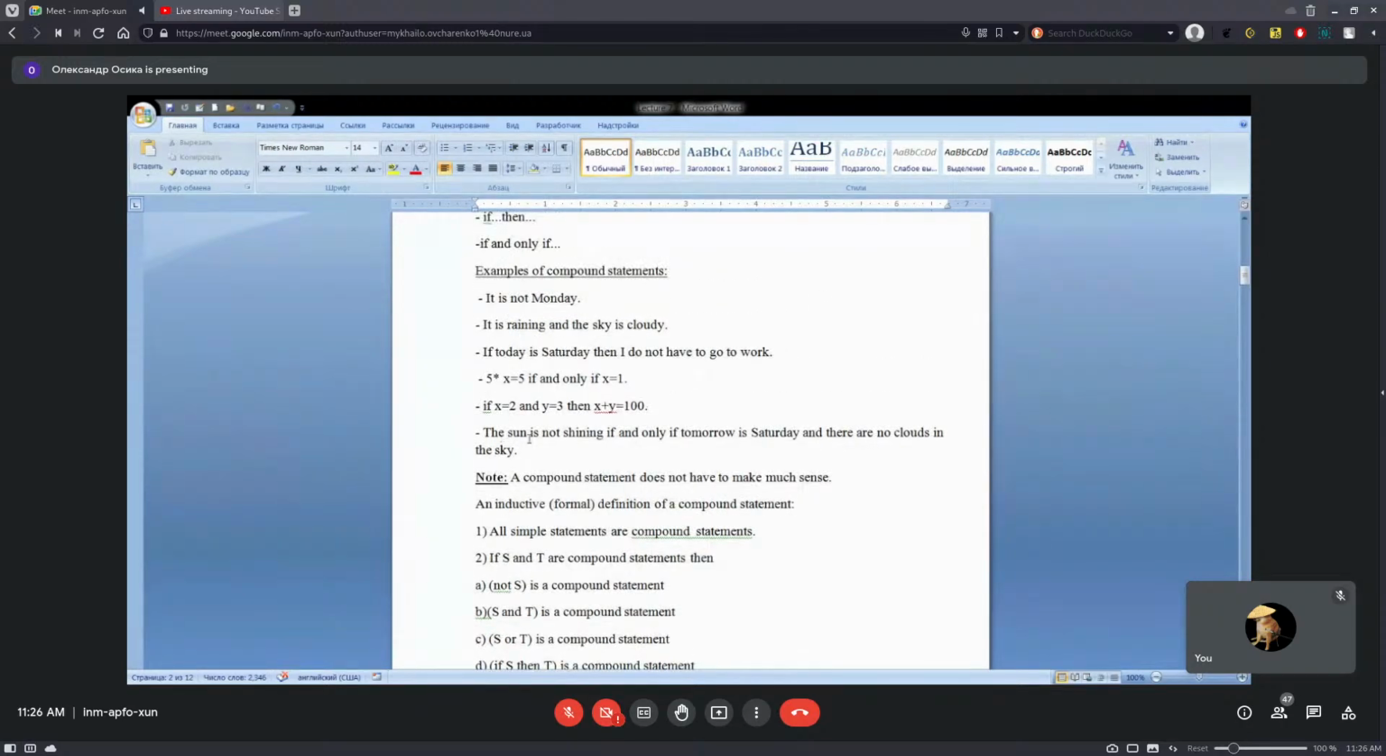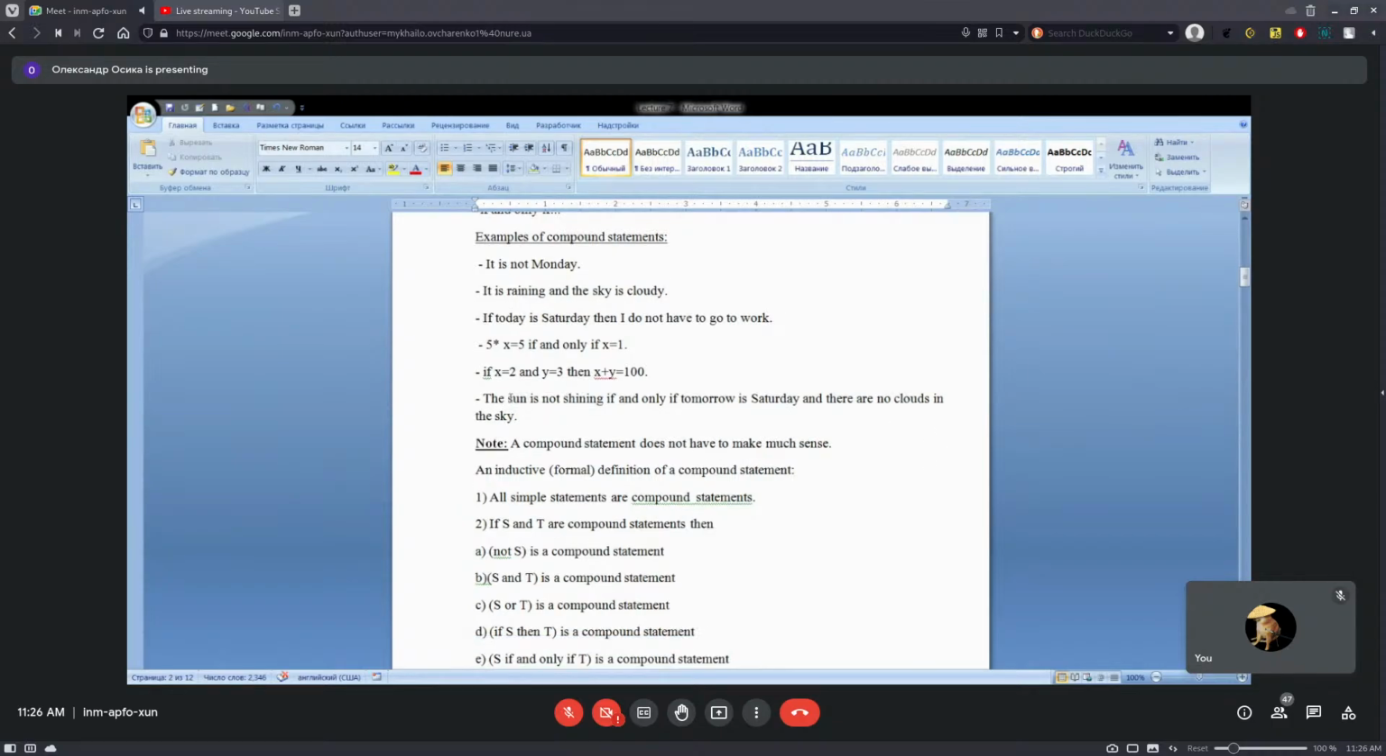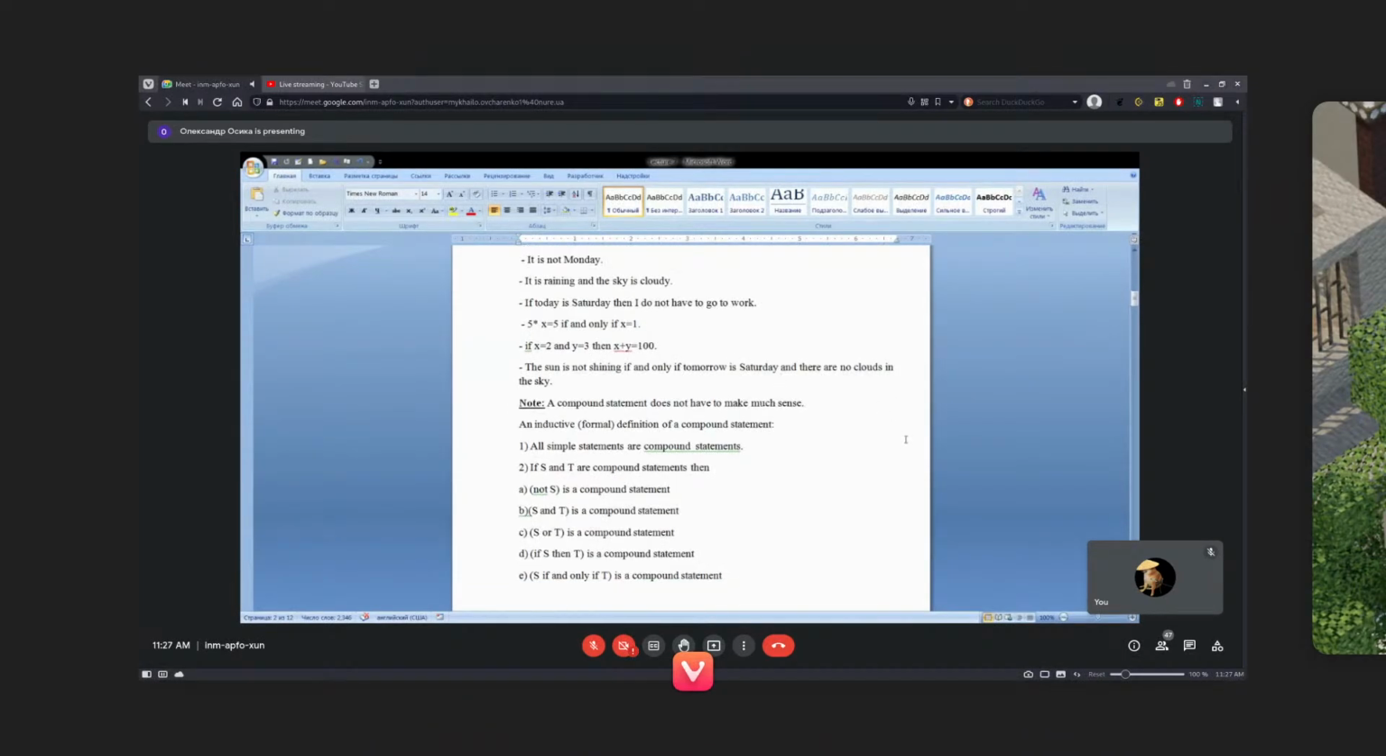And one more example. The sun is not shining if and only if tomorrow is Saturday and there are no clouds in the sky. Well, I put one more sentence here. It is an example of a compound statement, just to draw your attention that a compound statement does not have to make much sense. Normally, people don't connect the sun shining in the sky with whether it is Saturday or not Saturday. They are not linked events.